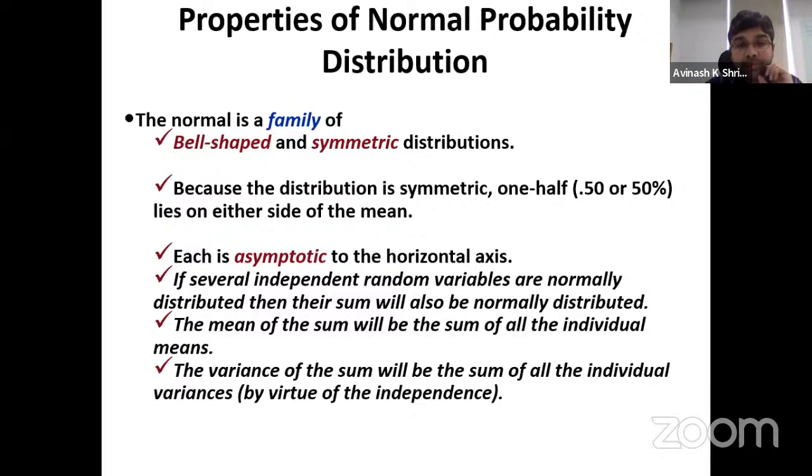So one of the properties is that this normal distribution curve is asymptotic to what? The horizontal axis. That means what? It is going to touch the x-axis at infinity, right? Now, because we have developed the understanding of what exactly a normal distribution is and how a z-score is generated. So the z-score is nothing but x minus mu upon sigma.